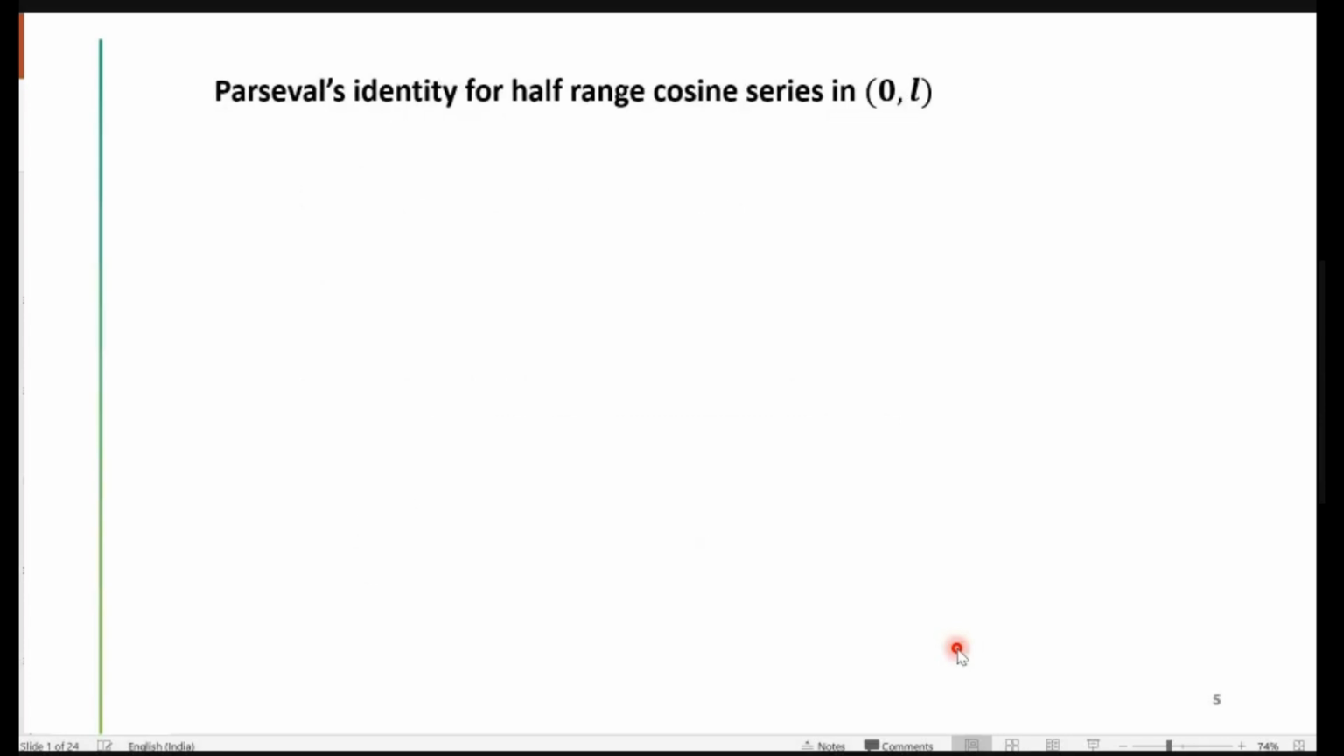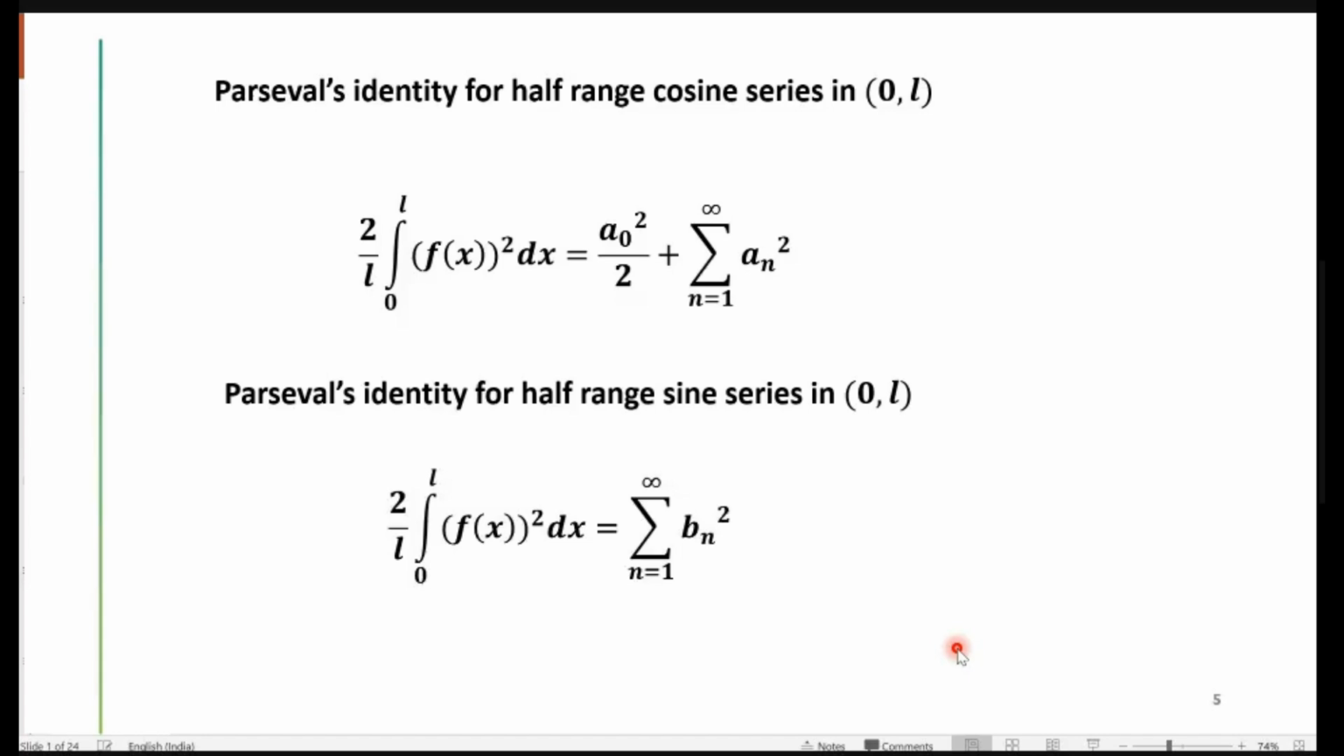Similarly, we can have for the cosine series in 0 to L. 2 by L हो जाएगा. Now 2 by L will come when we have the L interval, and when we have pi interval, 2 by pi will come. ठीक है. So cosine series में we treat the function as an even function. So Bn part is 0. And when we write the half range sine series, A0 and An are 0, we treat this function as an odd function and calculate only Bn. ठीक है.